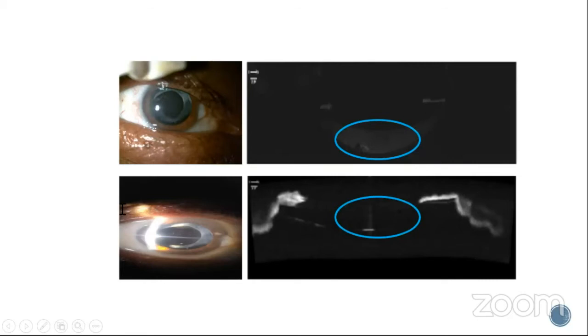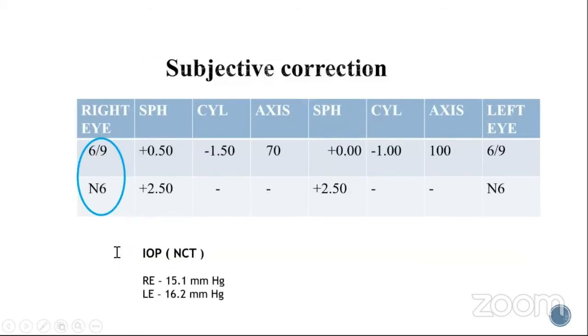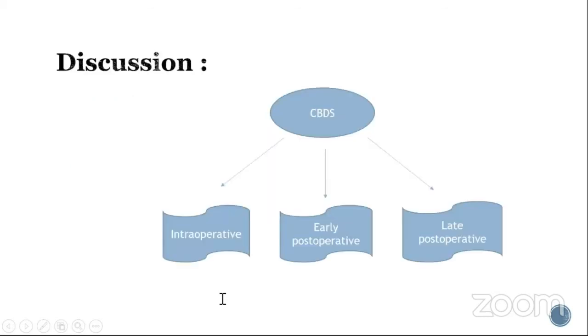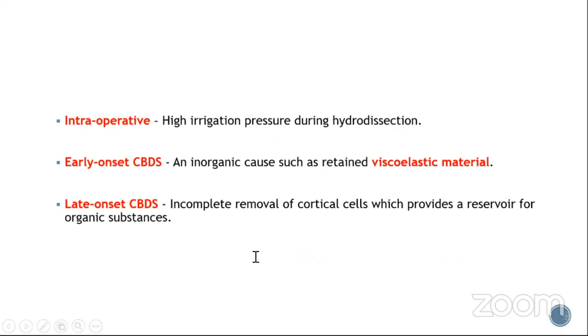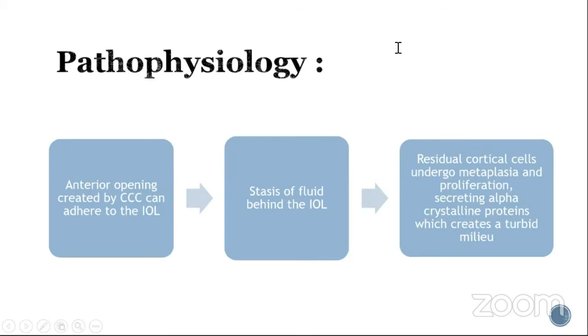Coming to the discussion, it is divided into 3 types: intraoperative, early postoperative and late postoperative. Intraoperative CBDS occurs due to high irrigation pressure during hydrodissection. Early onset occurs because of retained viscoelastic material, while late onset occurs due to incomplete removal of cortical cells, which provide a reservoir for organic substances. Here, the anterior opening created by the continuous curvilinear capsulorhexis can adhere to the IOL, which traps fluid behind the IOL. Residual cortical cells then undergo metaplasia and proliferation, secreting alpha crystallin proteins, which create a turbid milieu.